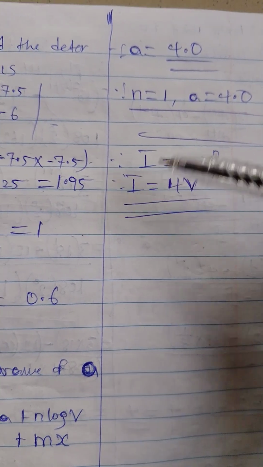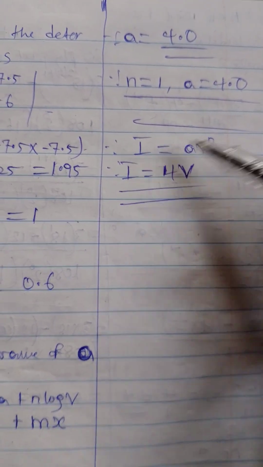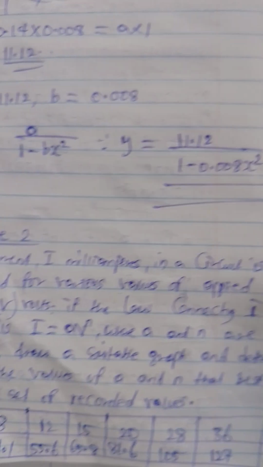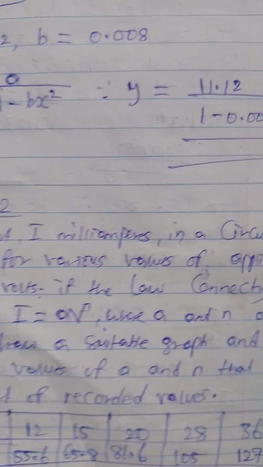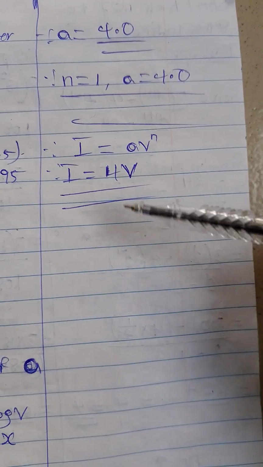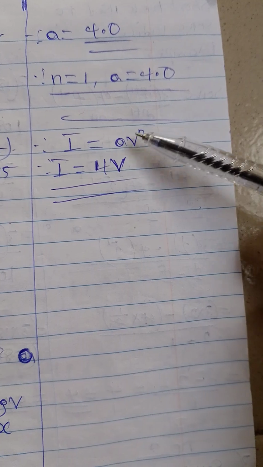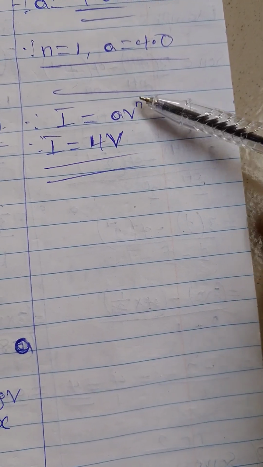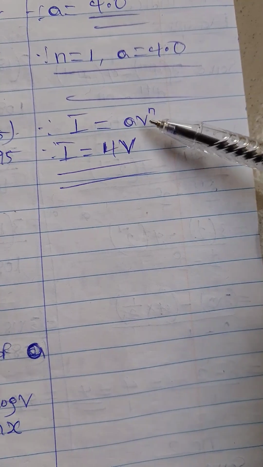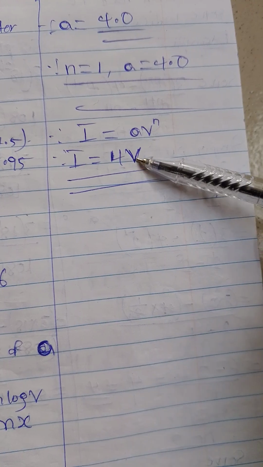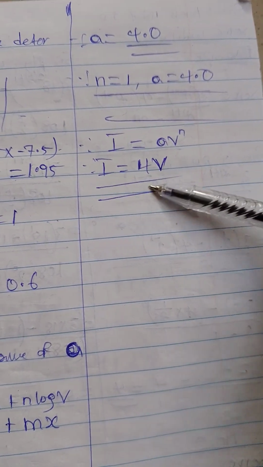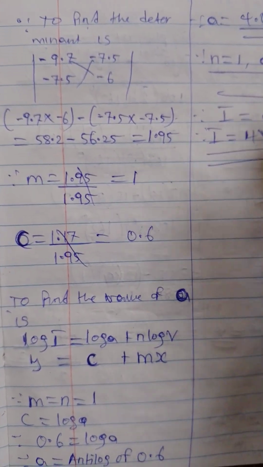Now putting our values in this word equation, where a is 4 and n is 1, so therefore I is equal to 4V. That is the relationship. Please guys, this is very simple.